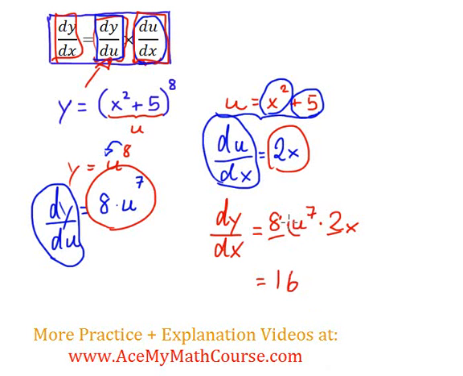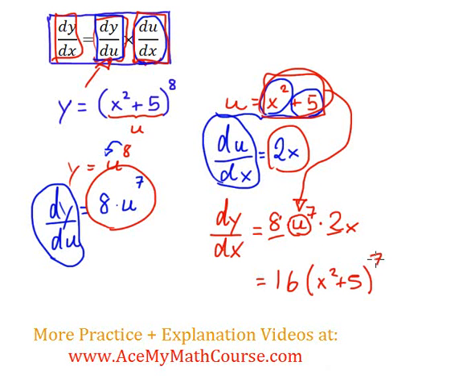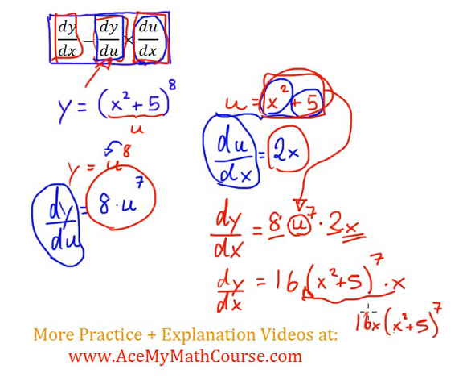And now we have a little issue here. I have a u, but I want to have the derivative in terms of x. So what I will do is that I will take the u and plug it back in here. So I have (x squared plus 5) to the power of 7 times the x that was left. And that's it. This is the derivative. This is dy over dx for our original function. And I guess I'll put the x over here, right after the 16. So I can have 16x times (x squared plus 5) to the power of 7.